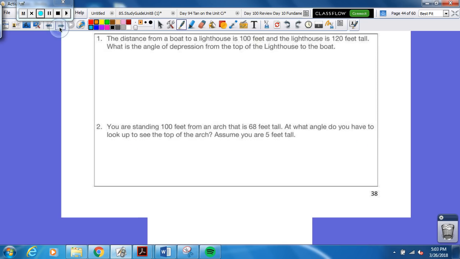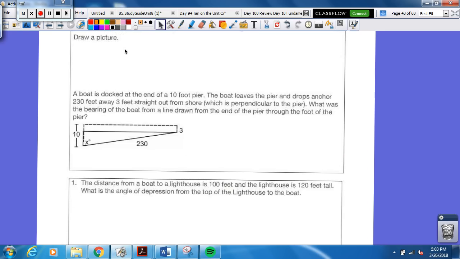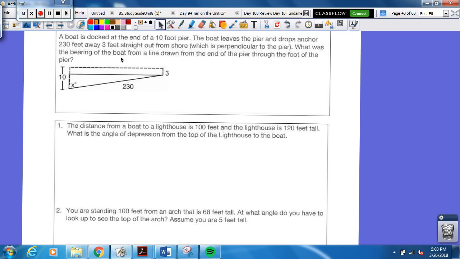Okay, let's try another one, shall we? Let's try the one down here. Sorry, we didn't do the boat dock one. Can't miss that. A boat is docked at the end of a 10-foot pier. So we got the 10-foot pier right here. The boat leaves the pier and drops anchor 230 feet away, 3 feet straight out from shore, which is perpendicular to the pier.